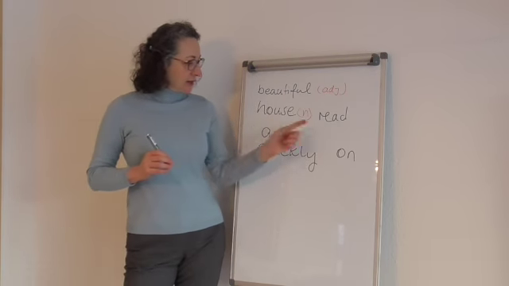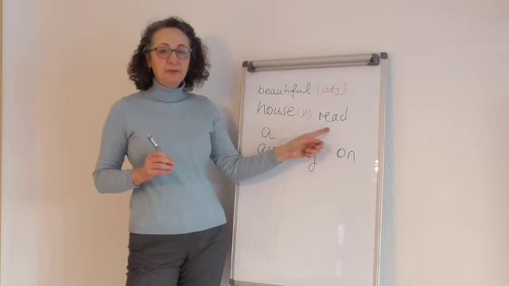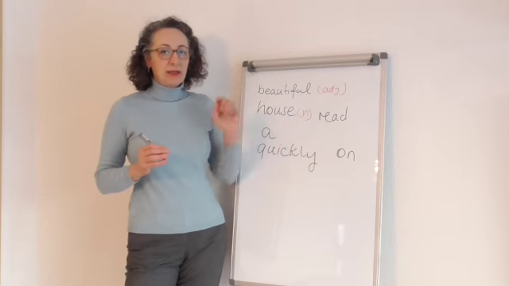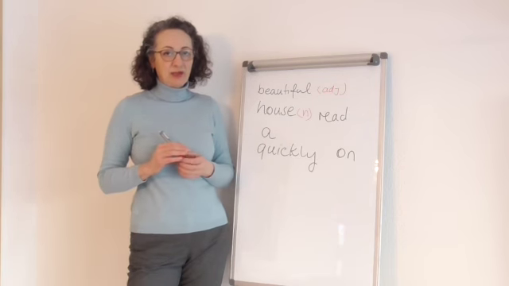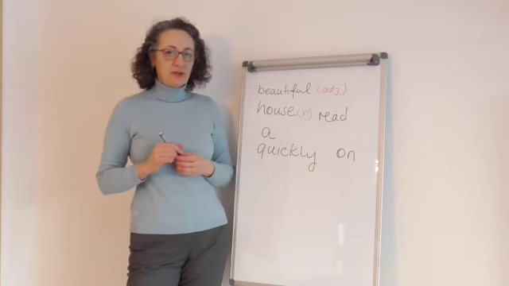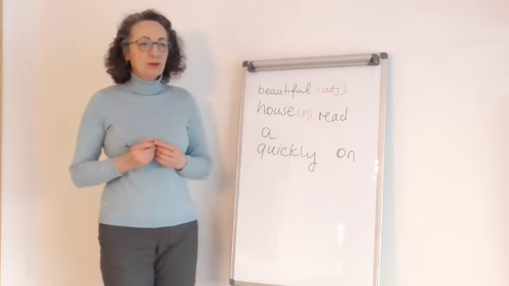Next to this noun, I have another word, read. Yeah, I think this one is easy. These are words that tell us what happens, actually. They show an action or the state of something. These are called verbs.